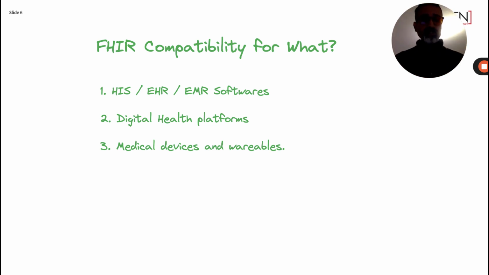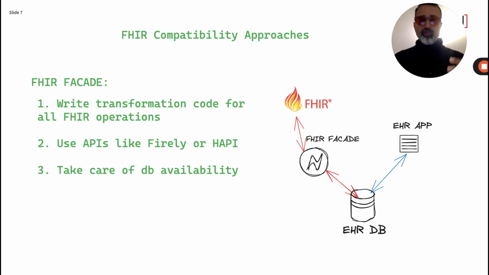The next slides onwards, I'll be talking about how to make a traditional EHR system, like a traditional HIS system, like a Cerner or Epic, or any for that matter, any dumb old HIS system or EMR system, FHIR compatible. So here there are different approaches. The first approach could be called building a FHIR facade, right?